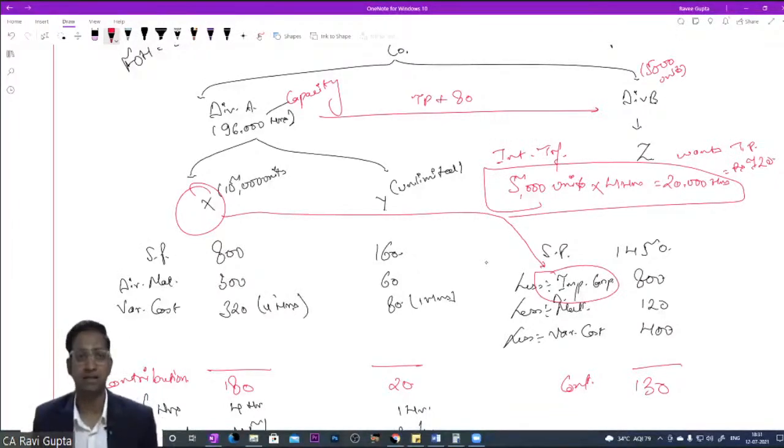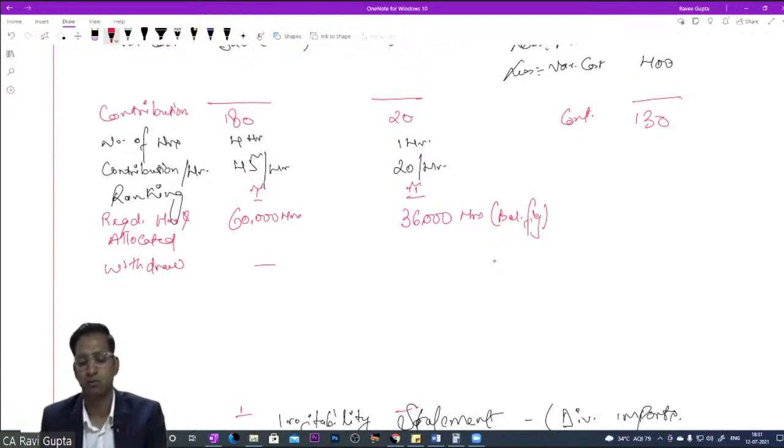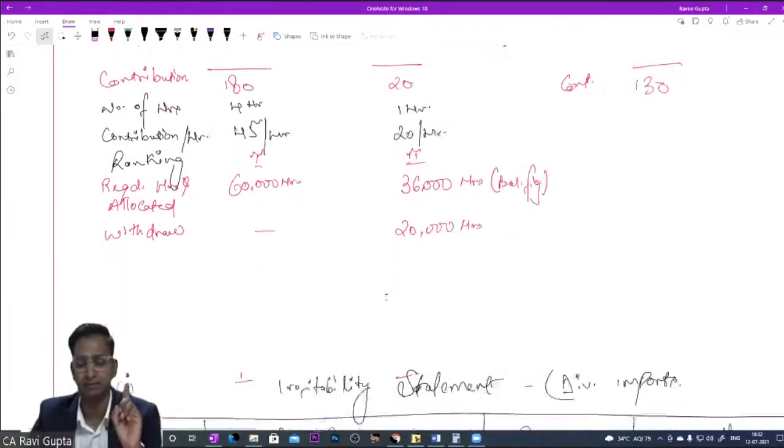But we have only 96,000 hours, and according to the priority, first X will be given priority, then Y. And we cannot withdraw the hours from this product because it is yielding us higher contribution. So we need to withdraw hours from here. That is 20,000 hours will be withdrawn from here, if in case we need to do the internal transfer.